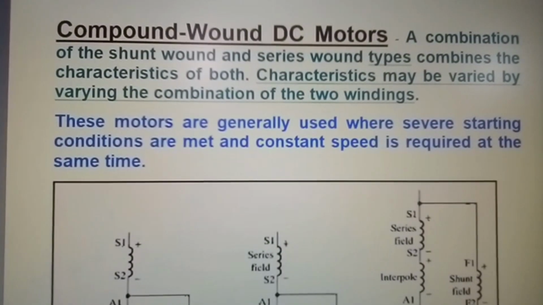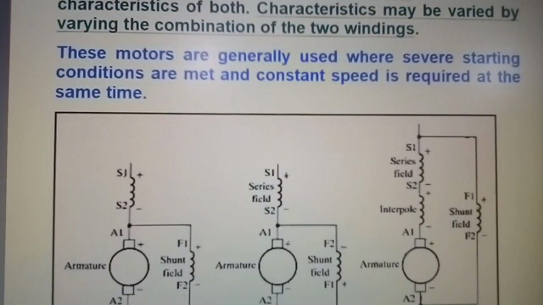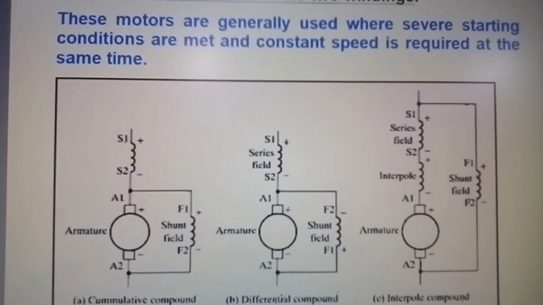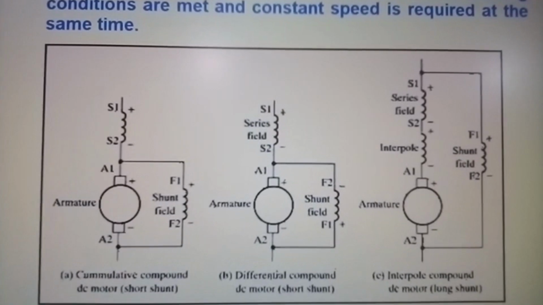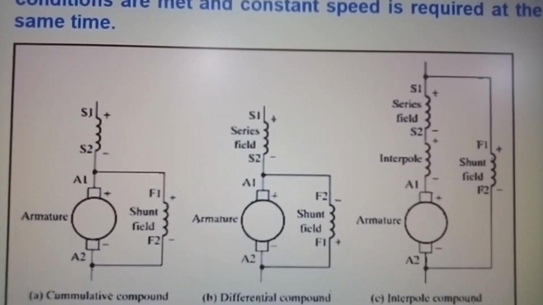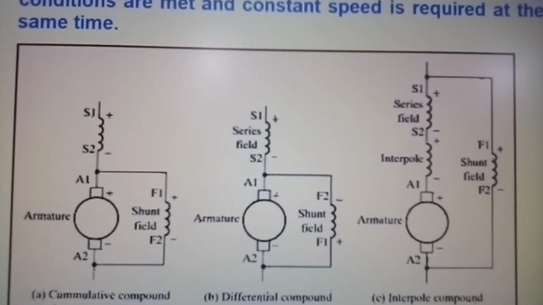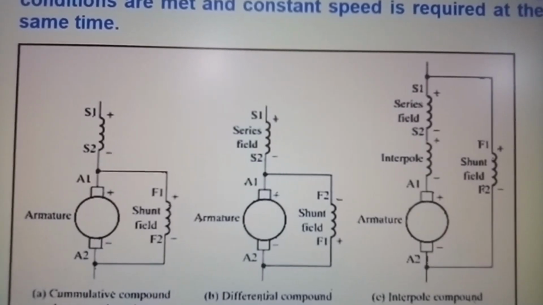And here we are. Now here you have compound wound DC motors, a combination of the shunt wound and series wound types. Okay, and here you have your diagrams. Now draw these diagrams out. So let me go in a little bit to make sure we get it in full frame. Okay, so you can then identify which is which simply by seeing it on another diagram. Normally they may well appear on some schematics.